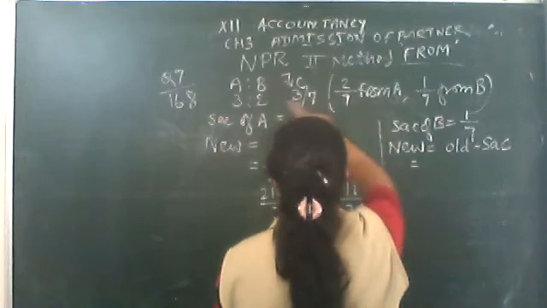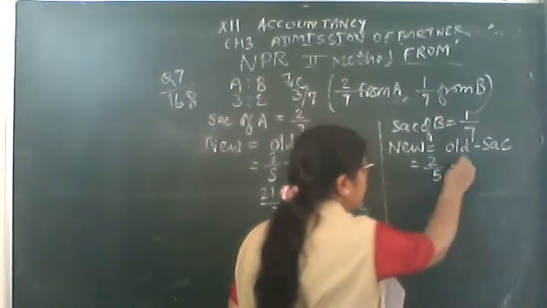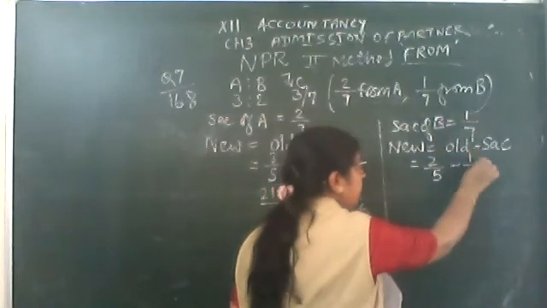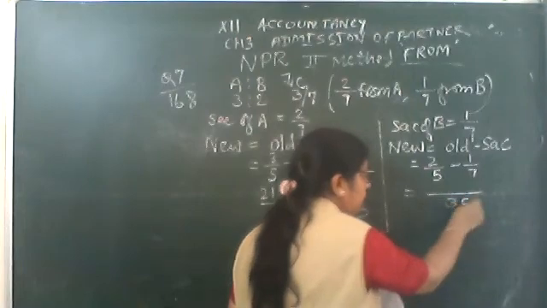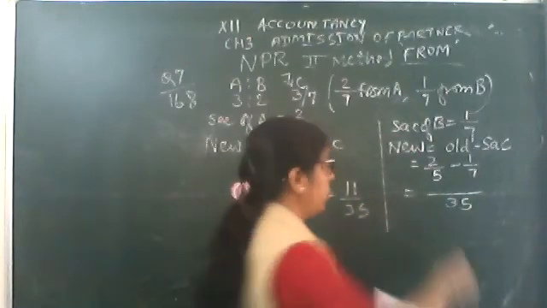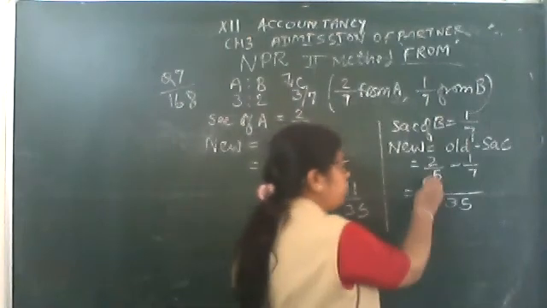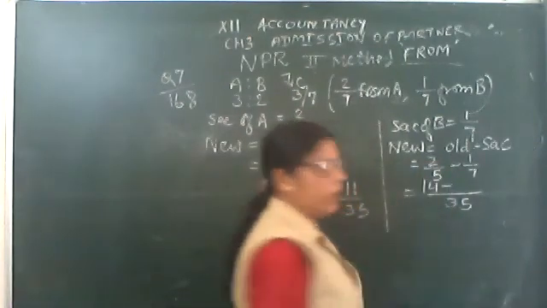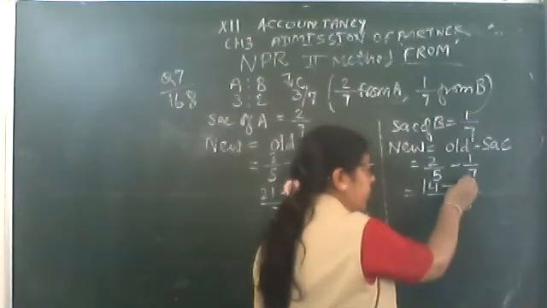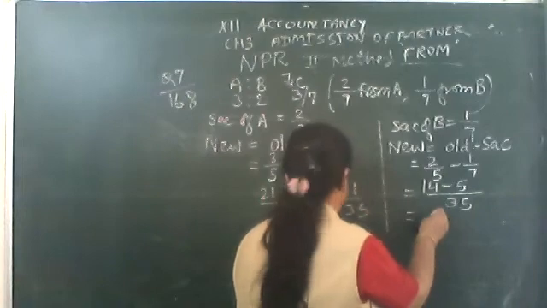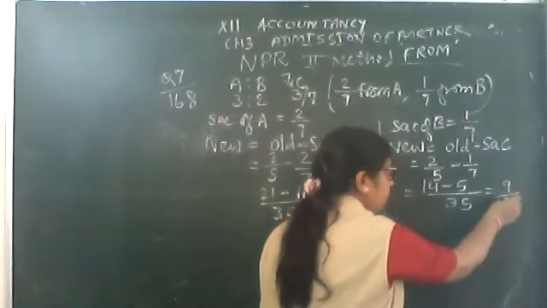Now B's old ratio is 2/5. Sacrifice is 1/7. LCM again 35. 35 divided by 5, 7 twos are 14. 35 divided by 7, 5. So his ratio will be 9/35.